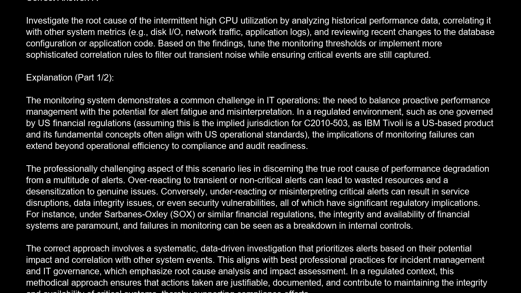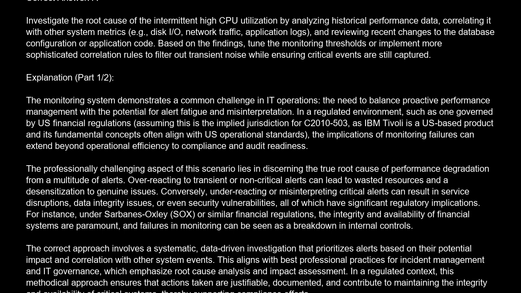Explanation. The monitoring system demonstrates a common challenge in IT operations: the need to balance proactive performance management with the potential for alert fatigue and misinterpretation. In a regulated environment, such as one governed by U.S. financial regulations, assuming this is the implied jurisdiction for C2010-503, as IBM Tivoli is a U.S.-based product and its fundamental concepts often align with U.S. operational standards, the implications of monitoring failures can extend beyond operational efficiency to compliance and audit readiness.